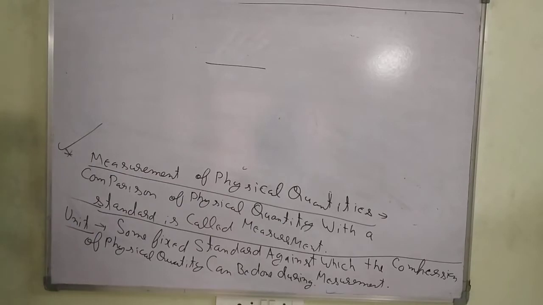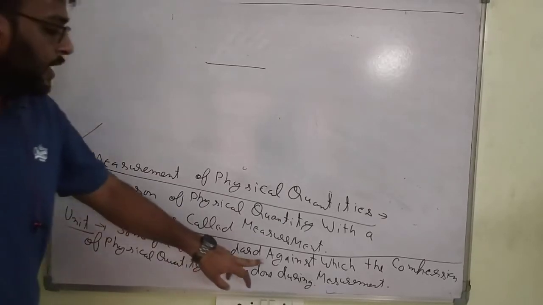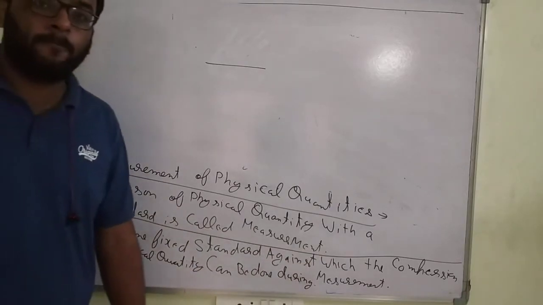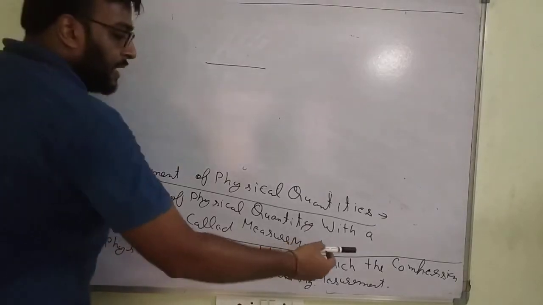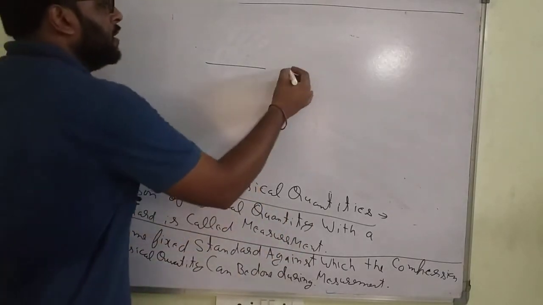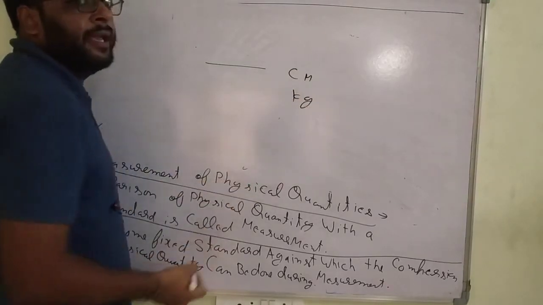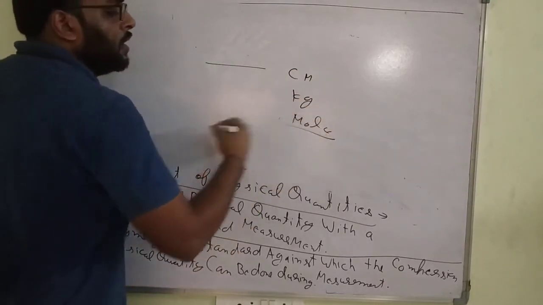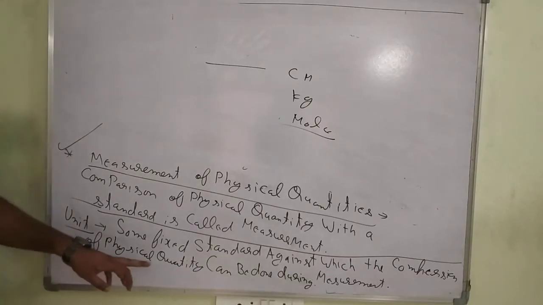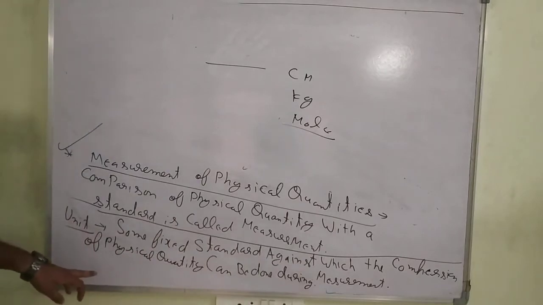Next one, what is a unit? Some fixed standard against which the comparison of physical quantities can be done during the measurement. For distance we have given the unit centimeter. For weight we have given units like kg, mole. Lots of units are here. You have heard these words in previous years. So what is a unit? Some basic standard against which the comparison of physical quantities can be done during the measurement is called a unit. Just pause this video and note down this point.